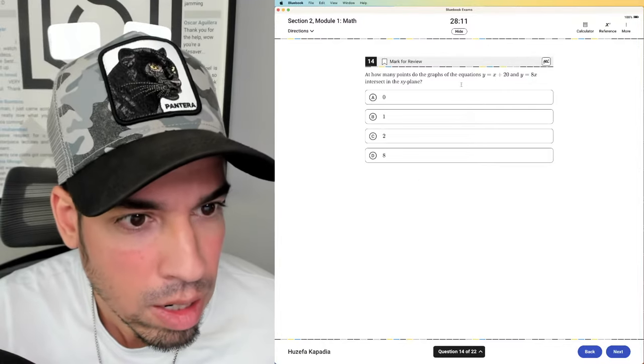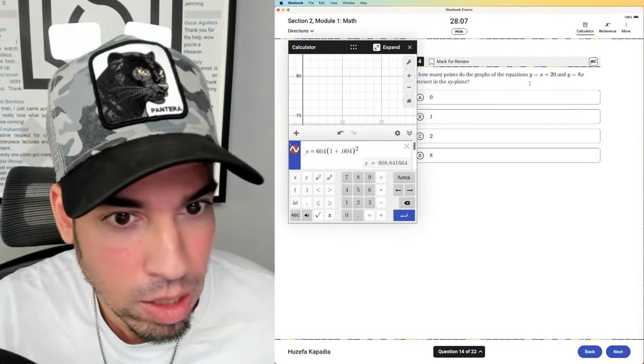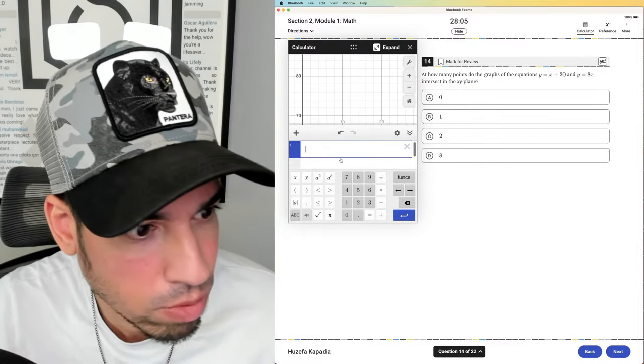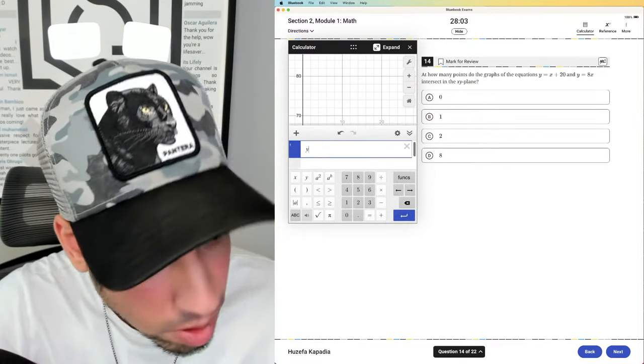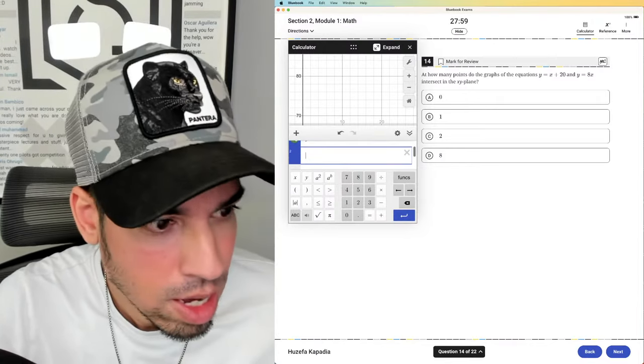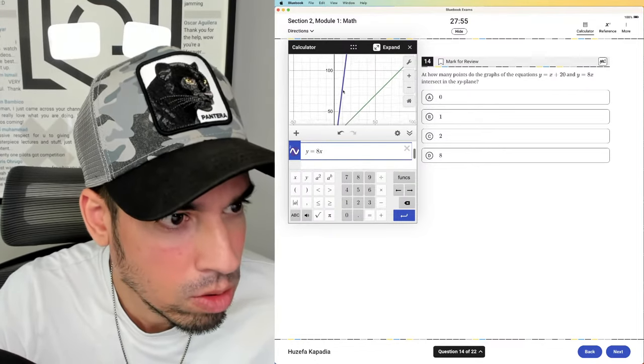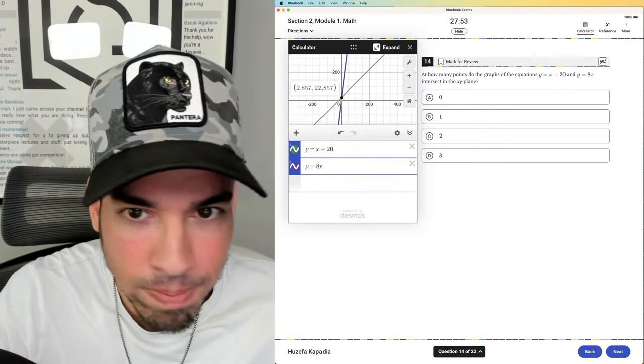All right, how many points did the graph of the equation intersect? Great Desmos hack. So how many points do they intersect? This should be an instantaneous one if you know that lines with different slopes always intersect at one point. But if you don't know, just graph them out. They intersect at one point, boom, done.